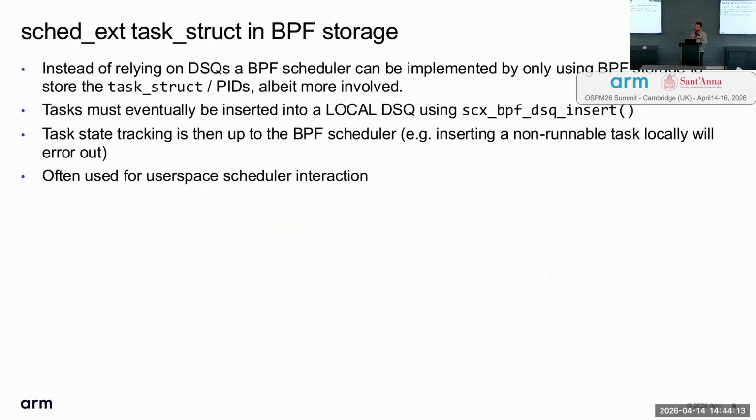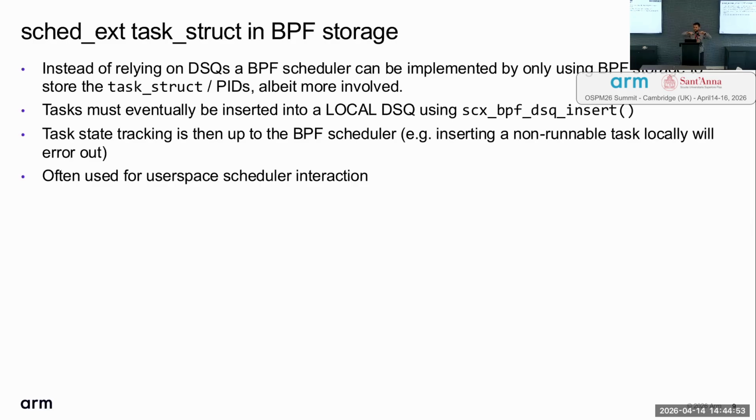That's the secret sauce, if you wanted to. An alternative is also BPF storage, like maps. Once you get the enqueue, it's your job as a BPF scheduler to make sure this task actually gets to run at some point, and you don't have to put it in any DSQ. You could actually put it in BPF storage, for example, with the PID mapped in there. It's a bit more involved. Eventually, you're going to have to use a local DSQ to get that running if you rely only on BPF storage, and you need task state tracking yourself.